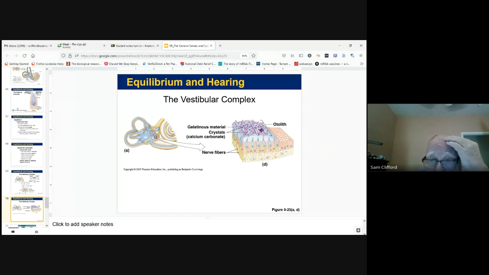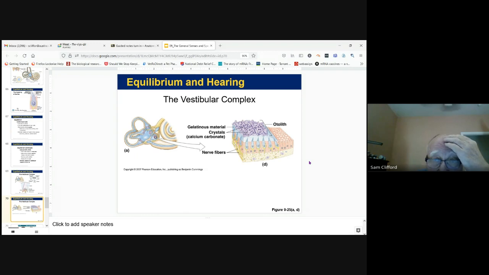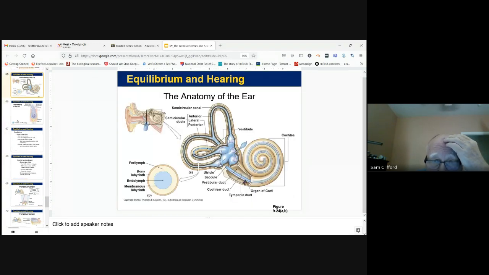So you have these little otoliths that are in the vestibule, and these otoliths are what's going to change the position of these hairs based upon the bending of the cupula. So that's the vestibular complex. Back here, the vestibular duct and part of the structures below the saccule and the utricle.